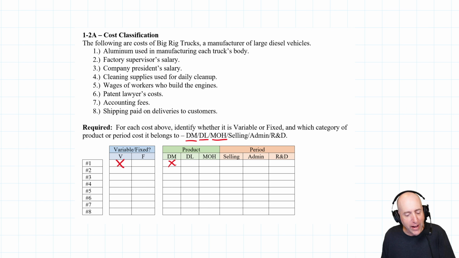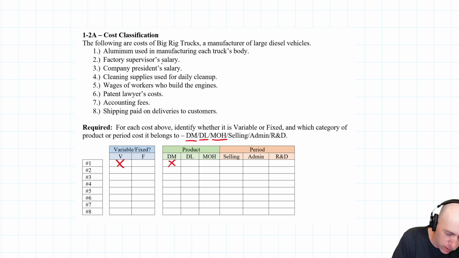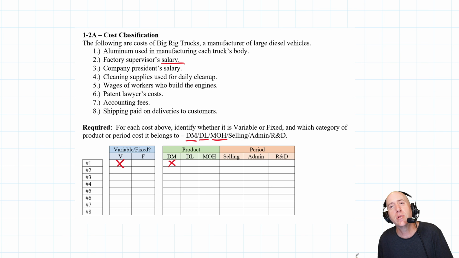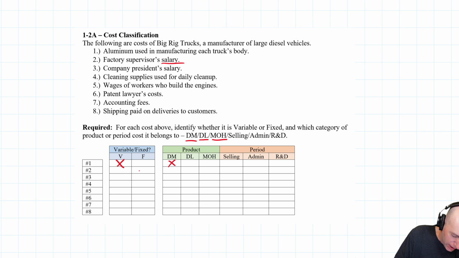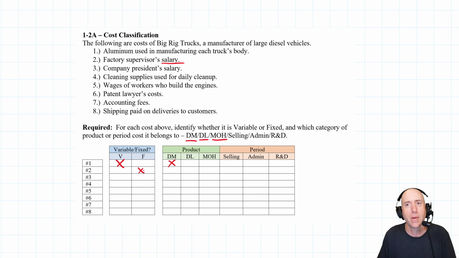So, a fairly straightforward one to start us off. Let's move on to the factory supervisor salary. This one's less straightforward. I'm here to tell you, when you read the word salary, your assumption should be fixed. It's not always the case, but it should be. If we made, let's say, 10% more trucks, am I paying my factory supervisor more? Presumably not, right? They have an $80,000 a year salary. If they make 10% more trucks or 10% fewer trucks, their salary is going to be their salary.